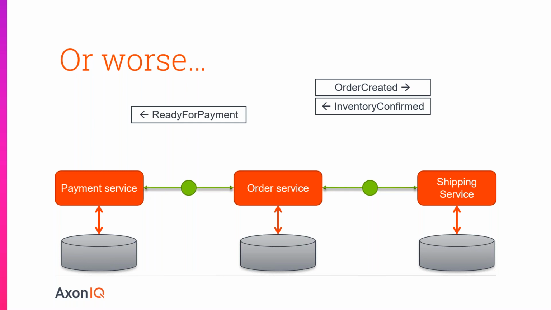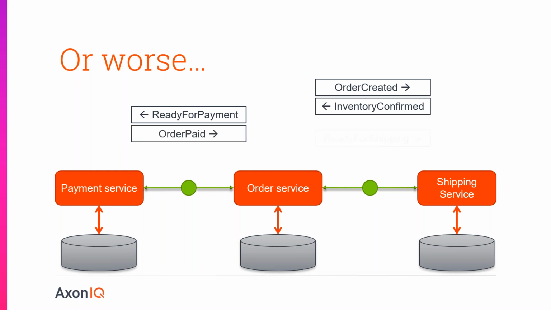And there's an intricate coupling going on here because now the order service is aware of the shipping process, right? So the order service needs to wait for shipping to basically confirm the order. And now the ready for payment event is sent, but of course we say it's ready for payment. So we're really targeting the payment service, right? We're emitting an event with the intent to send it to a specific service, which is an anti-pattern for events.